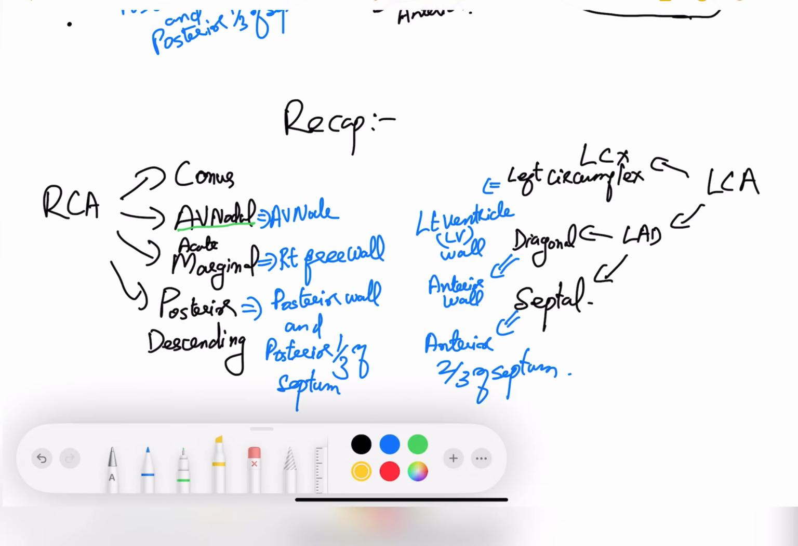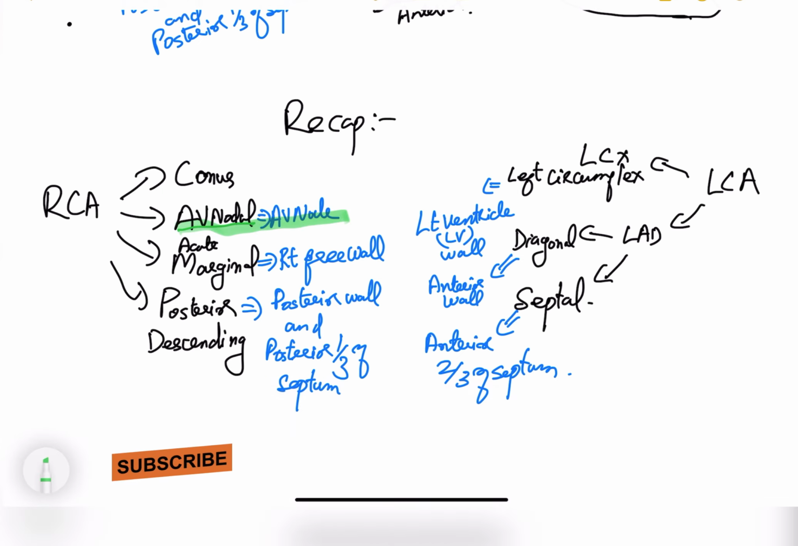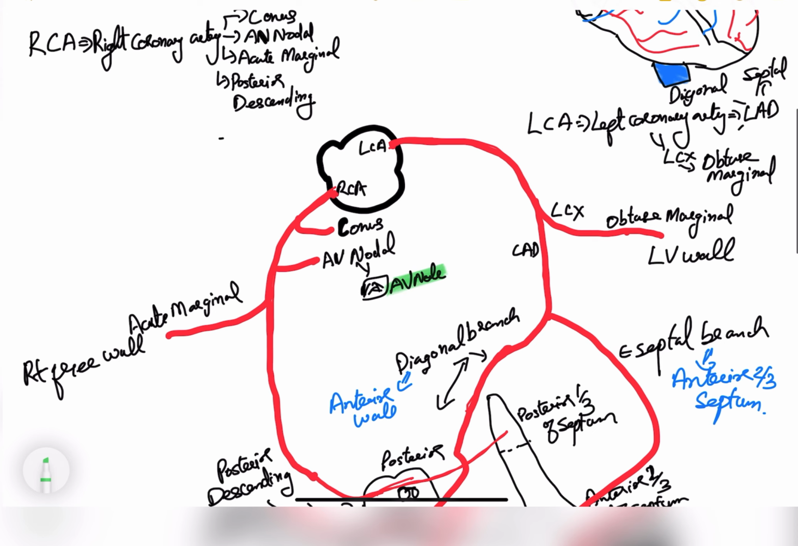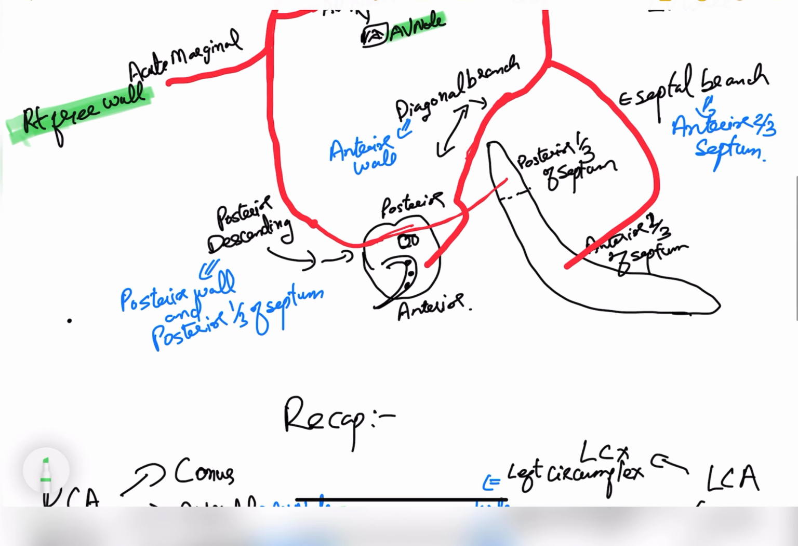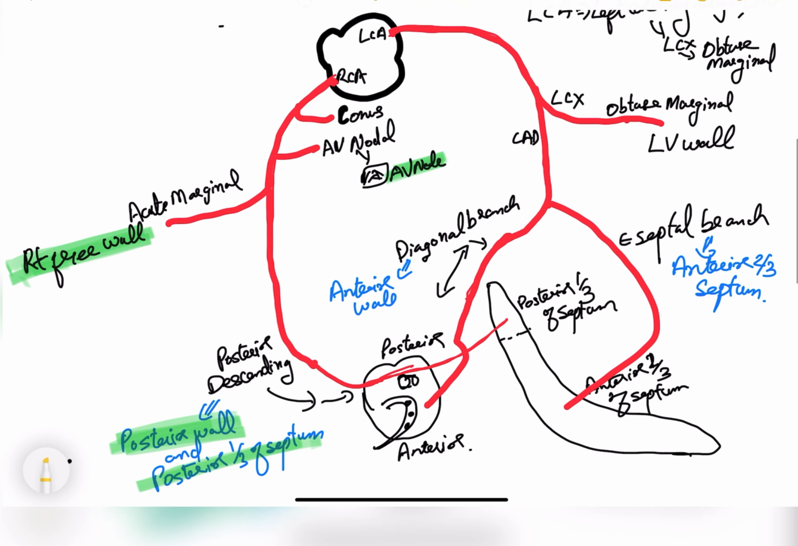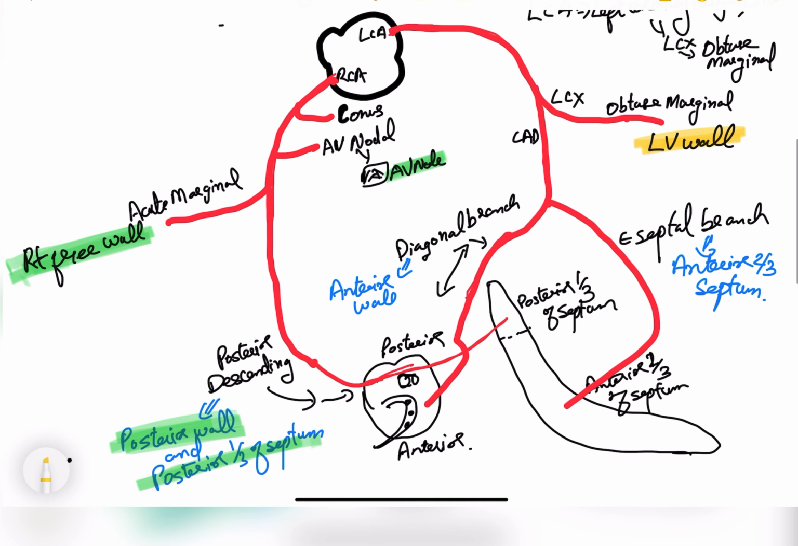Now we can compare both the arteries and their supplies. Once again, AV nodal, acute marginal, posterior descending supply respectively the AV node, right free wall, and posterior wall and the posterior one-third of the septum. Again, the LCx supplies the left ventricle, diagonal supplies anterior wall and septal supplies the anterior two-thirds.